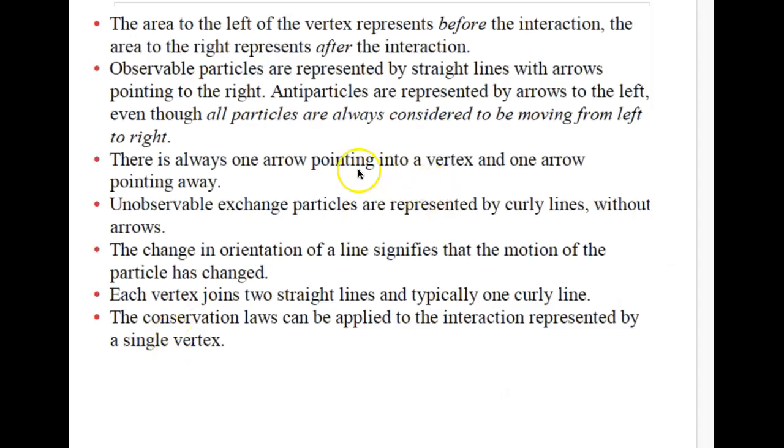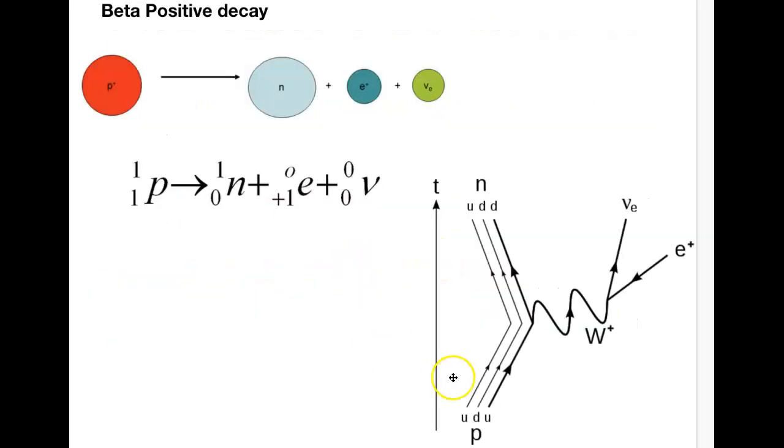It's important to note that if there is a change in direction in a line, it signifies that the motion of the particle has changed, which if we go back to these, you can see that there is a change in direction. Similarly, these two move in different directions too.